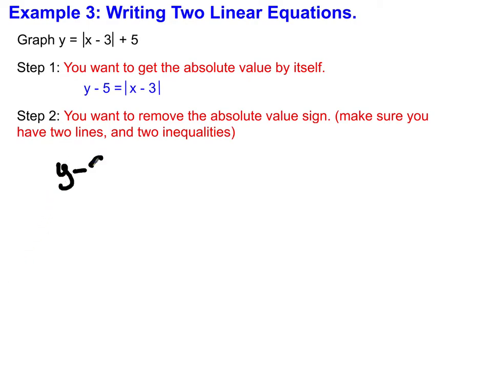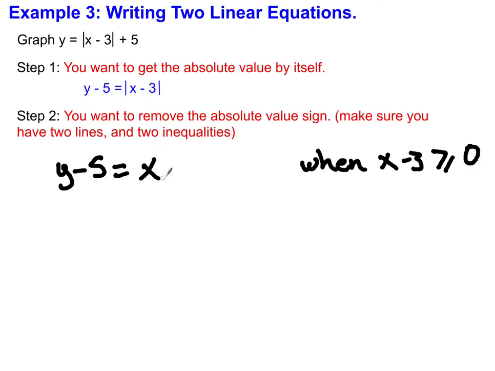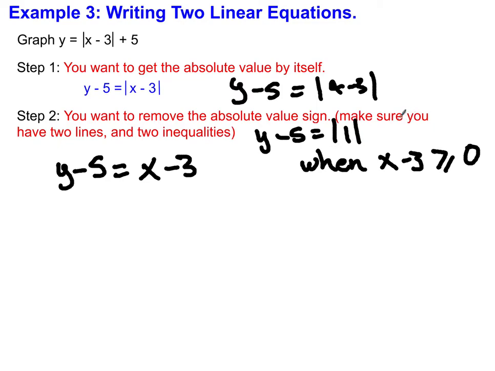So remember, the definition of an absolute value: when the stuff inside the absolute value is positive, so when x minus 3 is greater than or equal to 0, then the absolute value sign doesn't really do anything. Let's do an example of that. Y minus 5 equals the absolute value of, let's say when x is 4, 4 minus 3. Y minus 5 is equal to the absolute value of 1. So we have y minus 5 equals 1, so y equals 6.